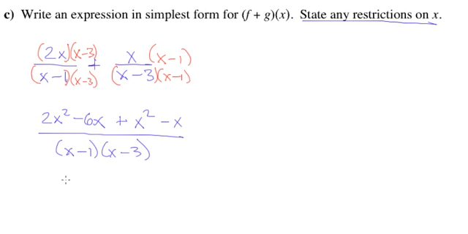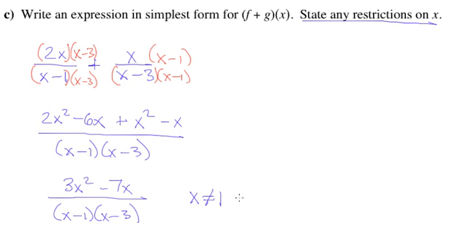Upstairs, 2x squared plus x squared gives 3x squared. Minus 6x minus another x is minus 7x. And that's all over x minus 1, x minus 3. So there's our expression. I think that's as simple as it could get. You could factor an x out of the numerator if you like factored form. I am inclined to do that myself, but it isn't necessary. And for restrictions on x, you would have to say x can't equal 1 because of this piece, and also x can't equal 3 because of the second piece.